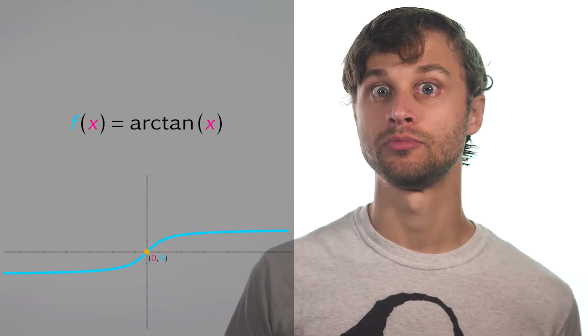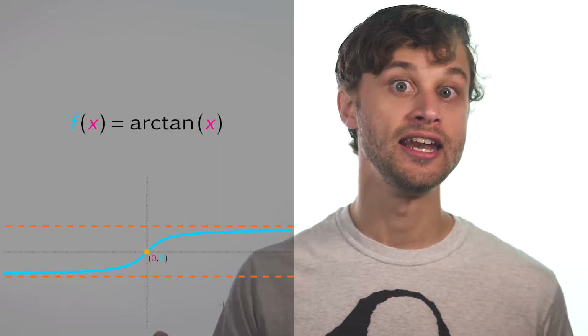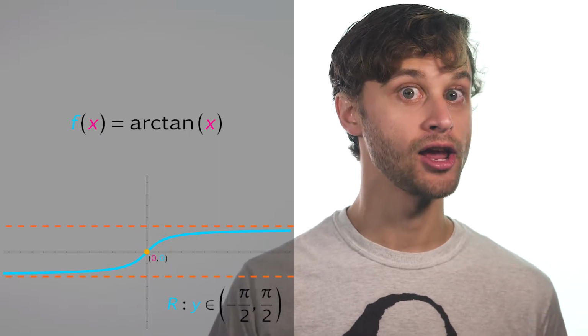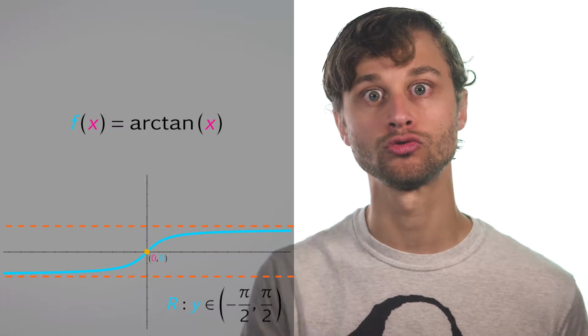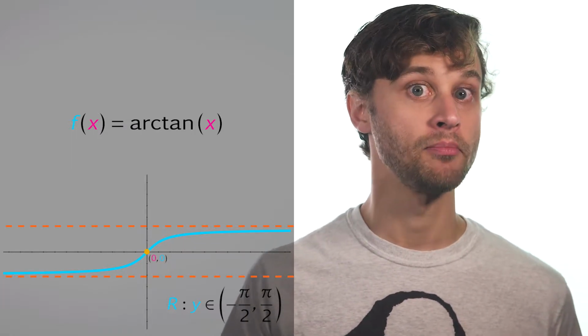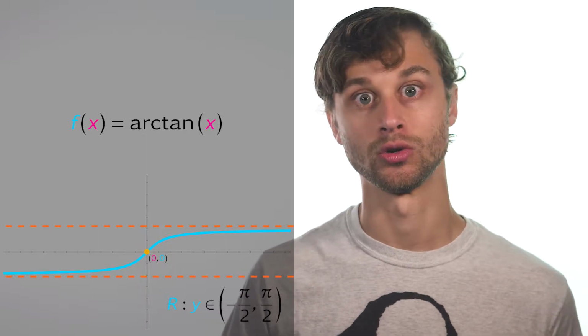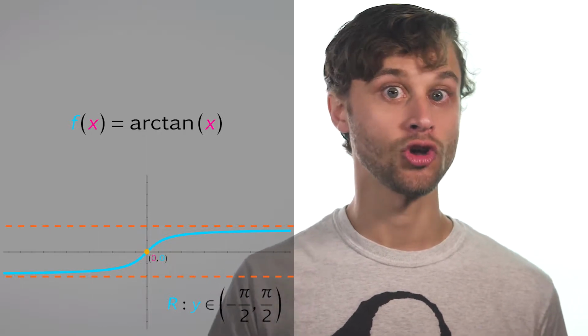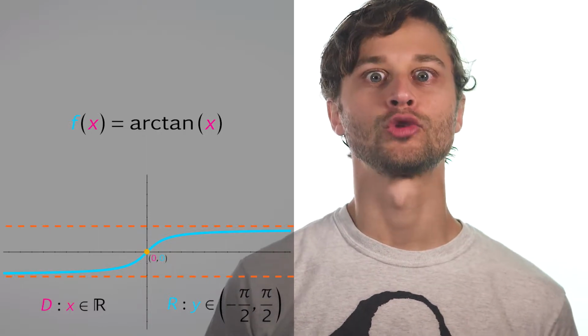Arctangent works similarly. It is defined between the range -pi over 2 to pi over 2, non-inclusive, because remember, the tangent function approaches -pi over 2 and pi over 2 at those vertical asymptotes. Its domain is all real numbers, however. And of course, the arc reciprocal functions are super fun too.